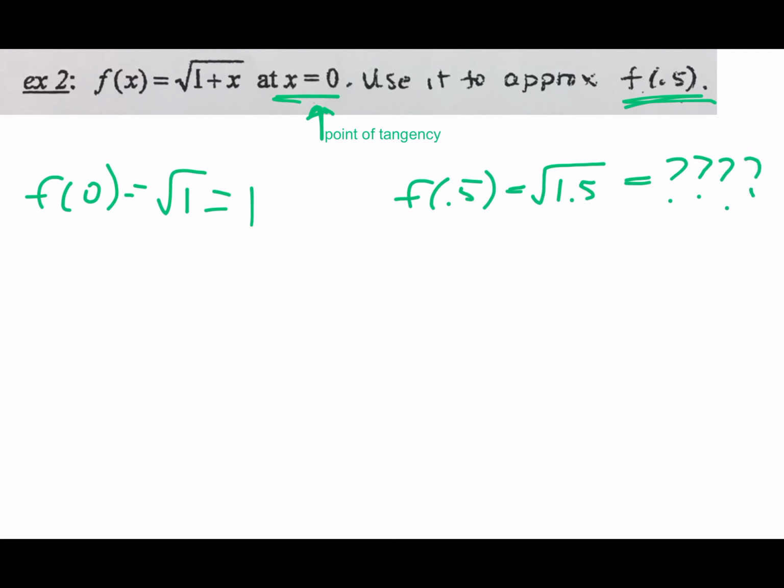Okay, I know it's a little bit bigger than 1. How much bigger? Not a clue. I've got no basis. I've got no help. I've got nothing. So what we're going to do is find the equation of the tangent line at x equals 0. So two things: I need a point and a slope.